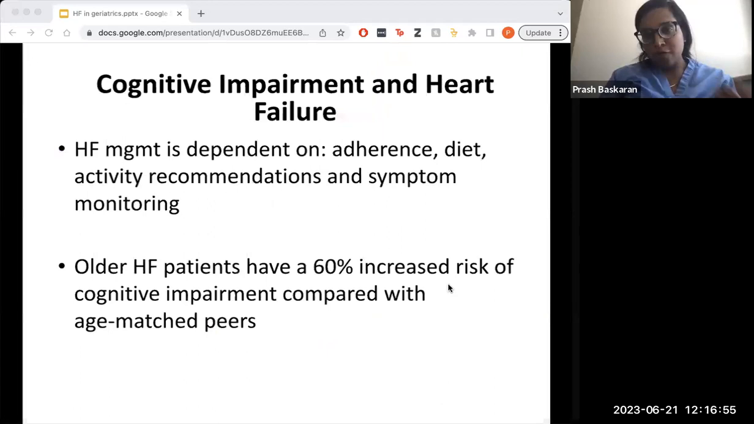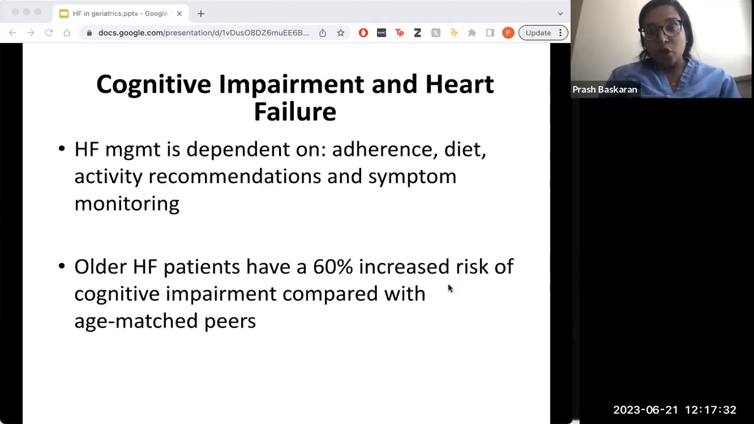The second thing, which I think is far more relevant to us as an inpatient service, is cognitive impairment in the heart failure population. Heart failure management, as we know, is very multidisciplinary and involves quite a bit of adherence from the patient himself or herself. And so things that are impeded because of cognitive impairment include adherence, diet recommendations, activity recommendation, and then most importantly, symptom monitoring. And in older patients who have heart failure, they have a 60% increased risk of cognitive impairment compared with their age-matched peers.